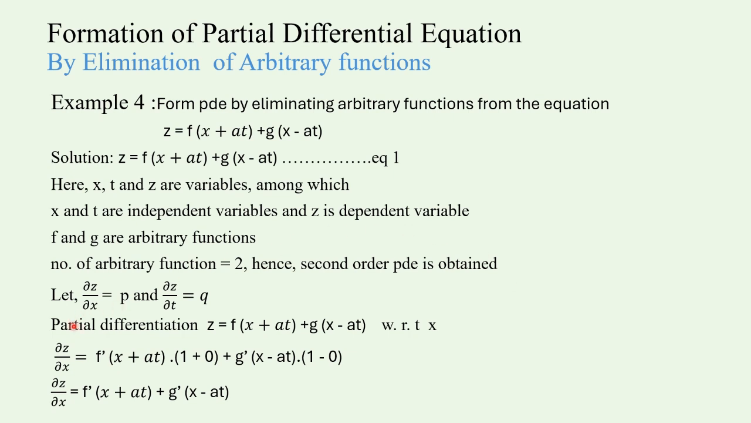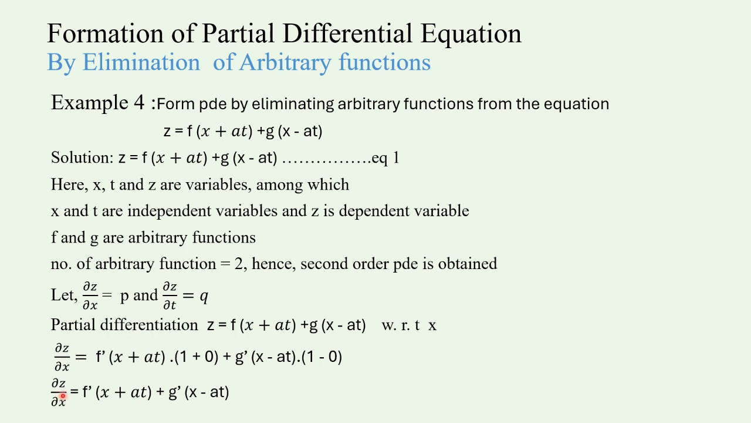Now let's partially differentiate this equation with respect to x. So z becomes dou z by dou x, this f becomes f dash, this term we have to write as such, and then we have to differentiate this with respect to x. Differentiation of x is 1, and since we are differentiating t with respect to x, it becomes 0. Plus this g becomes g dash, this term we have to write as such. Then differentiation of x will become 1, and differentiation of t with respect to x is 0. So we get this.